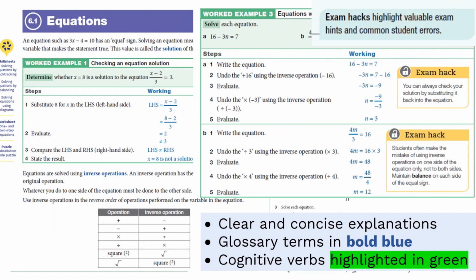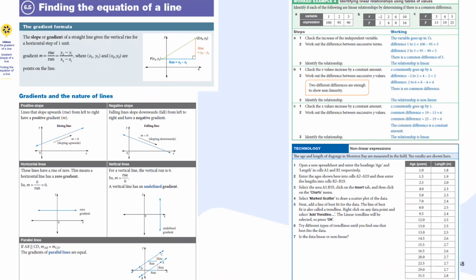And then on the right-hand side, you'll notice often, we try to act like a teacher in these textbooks, and we have an exam hack. Oh yeah, I forgot to mention that a lot of our author team are also exam markers. So they can bring in the experience of common student mistakes. We also add these little exam hacks that give students very practical advice on how to study and what to do during the exam. So check your solution when you're solving an equation. Make sure that you use inverse operations on both sides, not just one side. So valuable exam hints and common student errors.